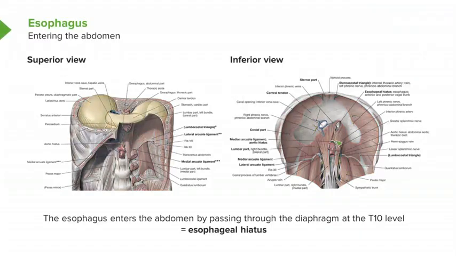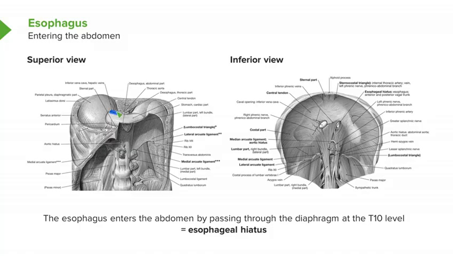We can see we have the diaphragm here. We've got a slightly elevated diaphragm. The right dome is slightly elevated on the right because of the liver. And we can see that going through the diaphragm, we have three important apertures. We have one for the inferior vena cava, the so-called caval opening. That occurs at the level of T8.